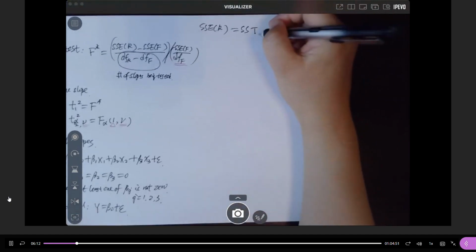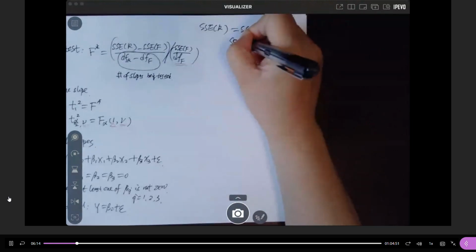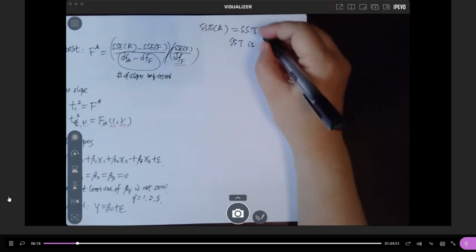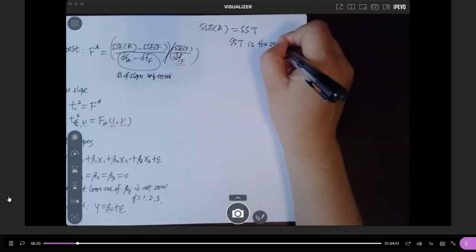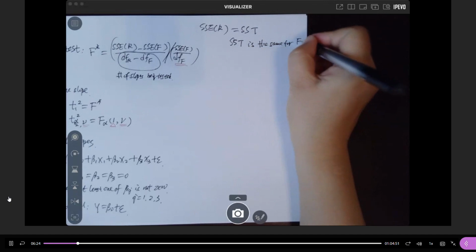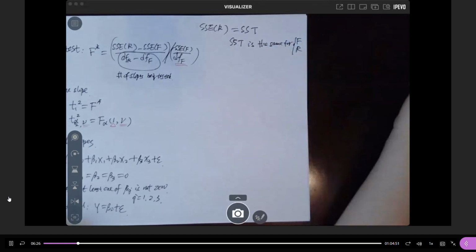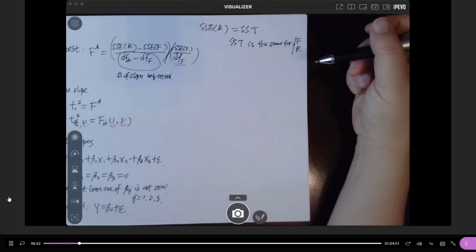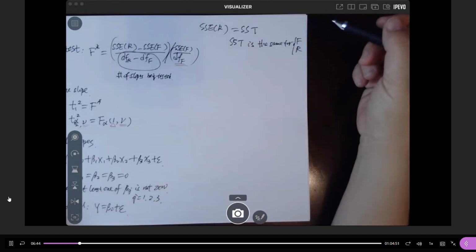And also, you should know that SST does not vary with your model. The SST is the same for the full model or reduced model. Because in the formula for SST, you only have the summation of yi minus y bar, squared. Y bar does not depend on your model. It's just the summation of y divided by n. It only has your observations in it. It doesn't have your model in it.